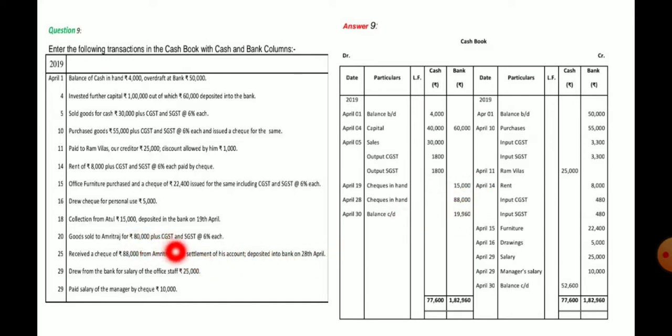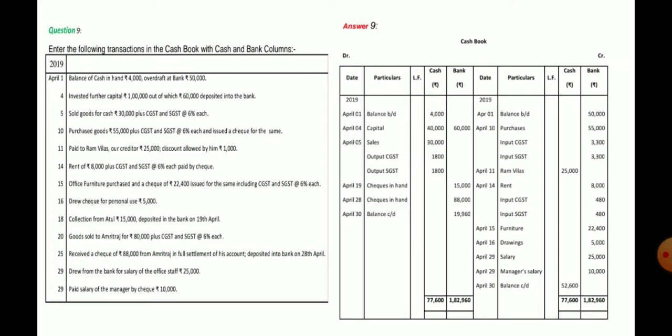Now received check for 88,000 from Amit Raj in full settlement. Here the transaction is written, and drew from the bank for the salary of office staff. So it will be written on the credit side because salary paid, and drew from the bank. Paid salary to manager by check, so it will be recorded in manager salary.